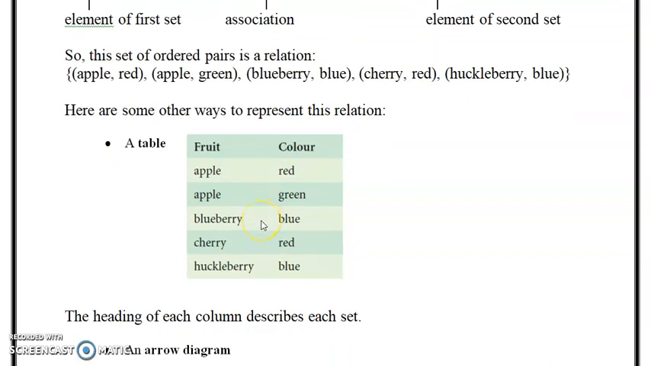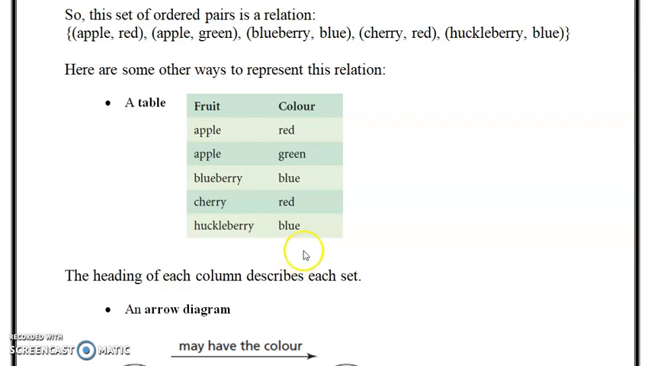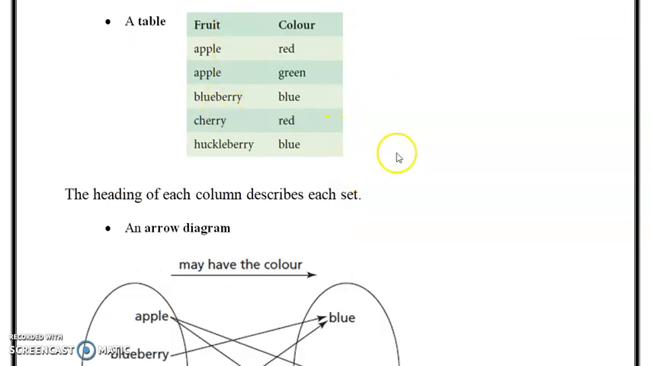So here's a couple of ways we can represent this. We can represent this in what's called a table of values. So if we have a table here, we can put the fruit in one column and the color in the second column. The fruits we had: two apples, blueberry, cherry, and huckleberry. And the colors associated with that: the apple was red, the second apple was green, the blueberry was blue, the cherry was red, and the huckleberry was blue. Okay, so that's called a table or a table of values. We call it a table of values, obviously, if we're speaking about numbers. In this case, we're dealing with words, so we just call it a table, right? You'll notice there's two columns in each.